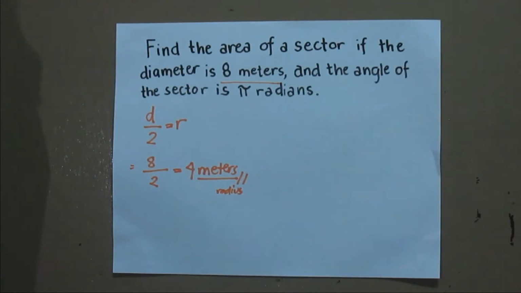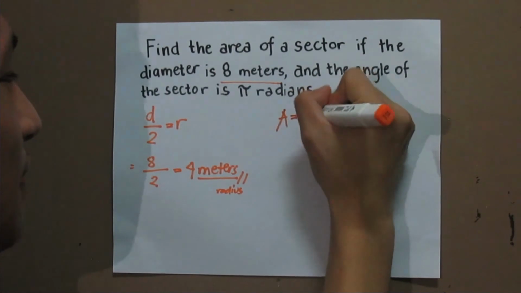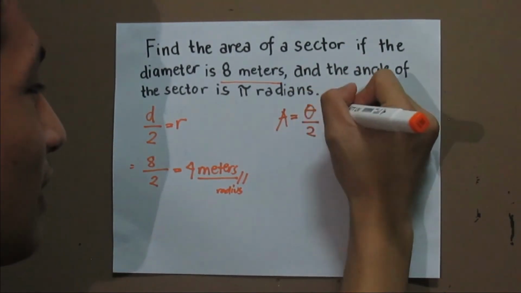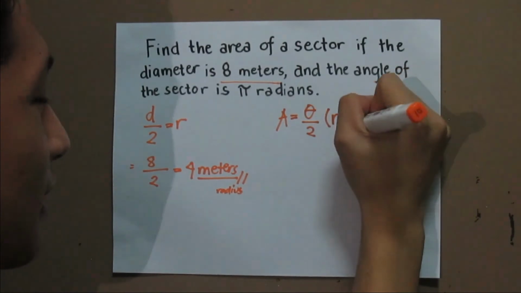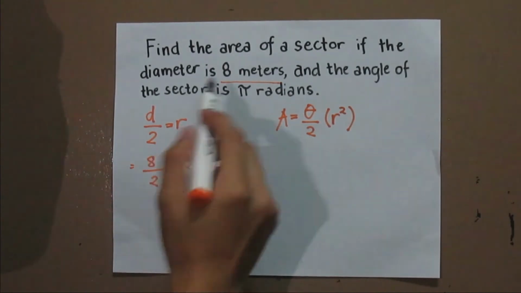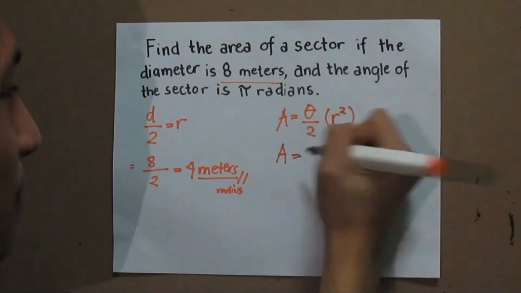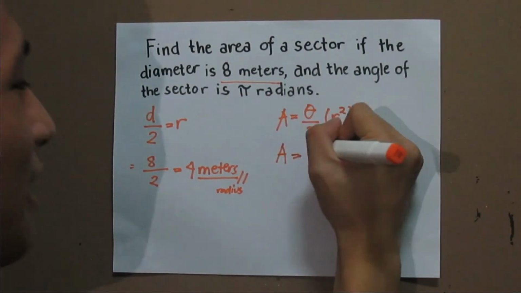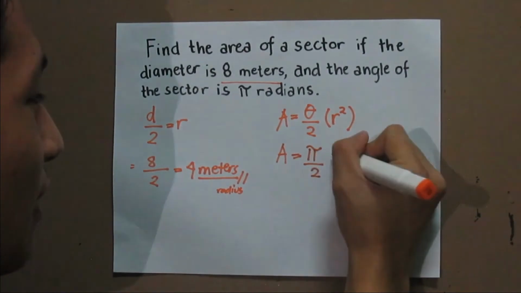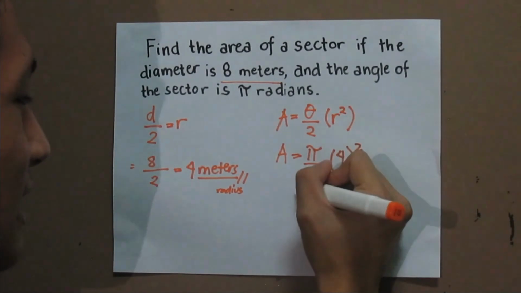Since in this problem the angle of the sector is in radian form, we need to use the formula: area is equal to theta divided by 2 times radius squared. So in order to solve this problem, we substitute the given values to our equation. Area is equal to, our theta is pi, divided by 2, and our radius is 4 meters. Solve it.